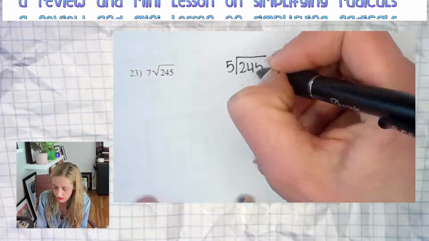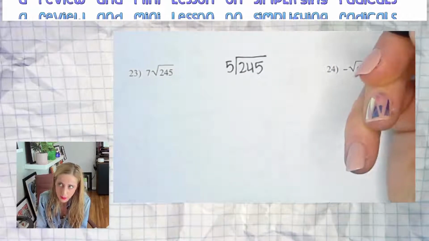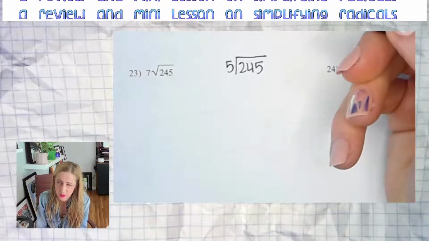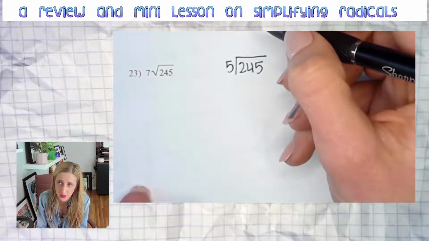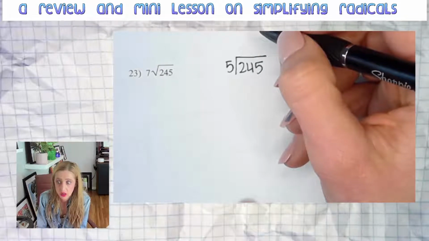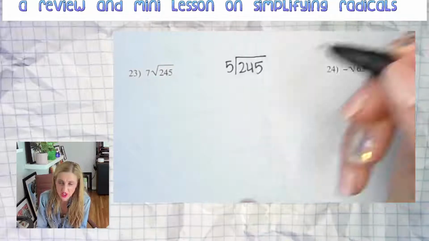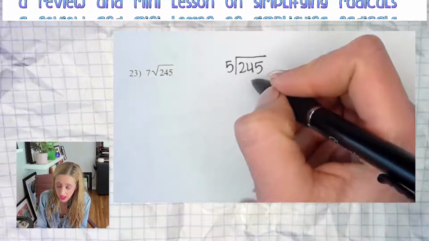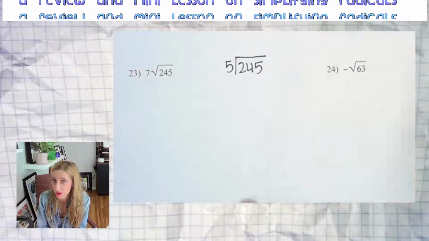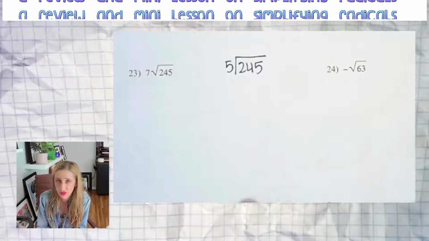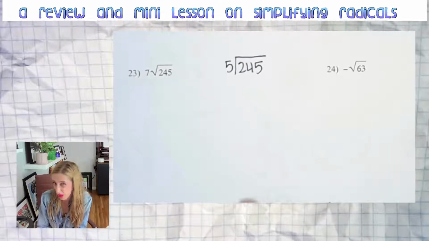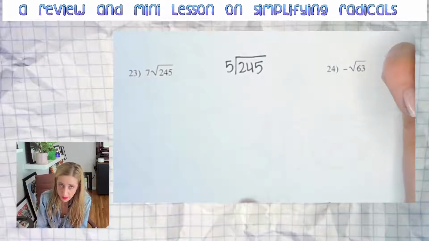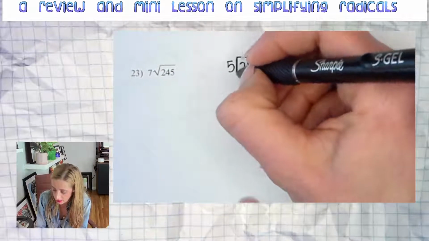2, 4, 5. In my head, I would just think 250 divided by 5 is 25 divided by 5 with an extra 0. 25 divided by 5 is 5, so 50. But that's 245, so it's 1 5 short. So instead of 50, it's going to be 49. If mental math is not for you, then let's do this.